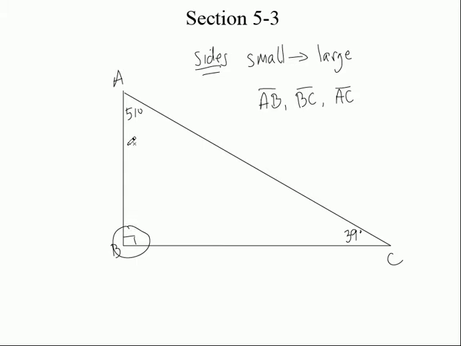My point is this. On a right triangle, the right angle is always the largest angle, isn't it? Okay. So opposite the right angle is the largest side. That's why the hypotenuse is always the largest side of a right triangle.